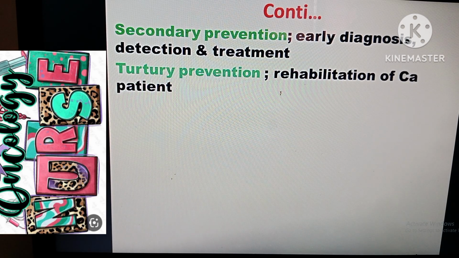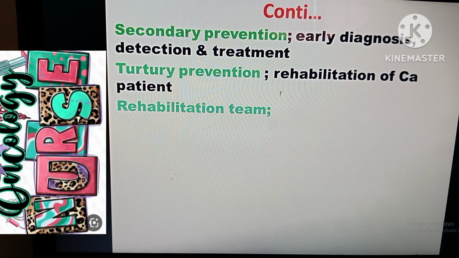What is tertiary prevention? Here the disease has already occurred, it has been completely neglected, and it has gone to a stage where it is irreversible. In such a condition, rehabilitation, rehabilitating the cancer patient, who has already crossed to the third or fourth stage. Here cure is not possible. At least to make his life better or to increase lifespan, rehabilitation of the cancer patient.